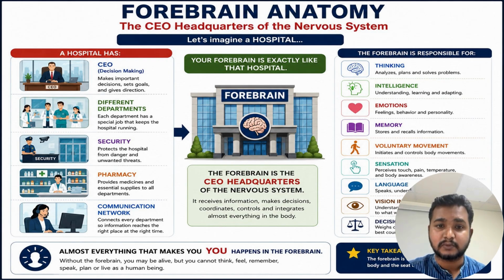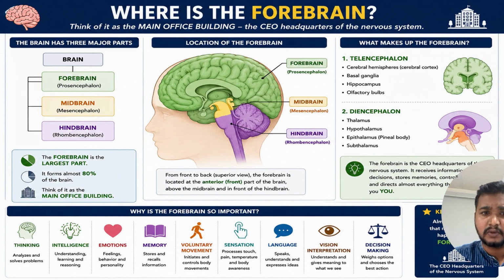Now that we understand why the forebrain is so important, let's explore where it is located and how it is organized. Now that we know the forebrain is the CEO headquarters of the nervous system, the next question is, where exactly is it located? Let's start with the big picture. Anatomically, the brain is divided into three major regions: the forebrain, the midbrain, and the hindbrain. Think of these as three major divisions of one large organization. Among them, the forebrain is the largest and most highly developed part. In fact, it makes up nearly 80% of the entire brain, which explains why it is responsible for most of the functions that make us uniquely human.